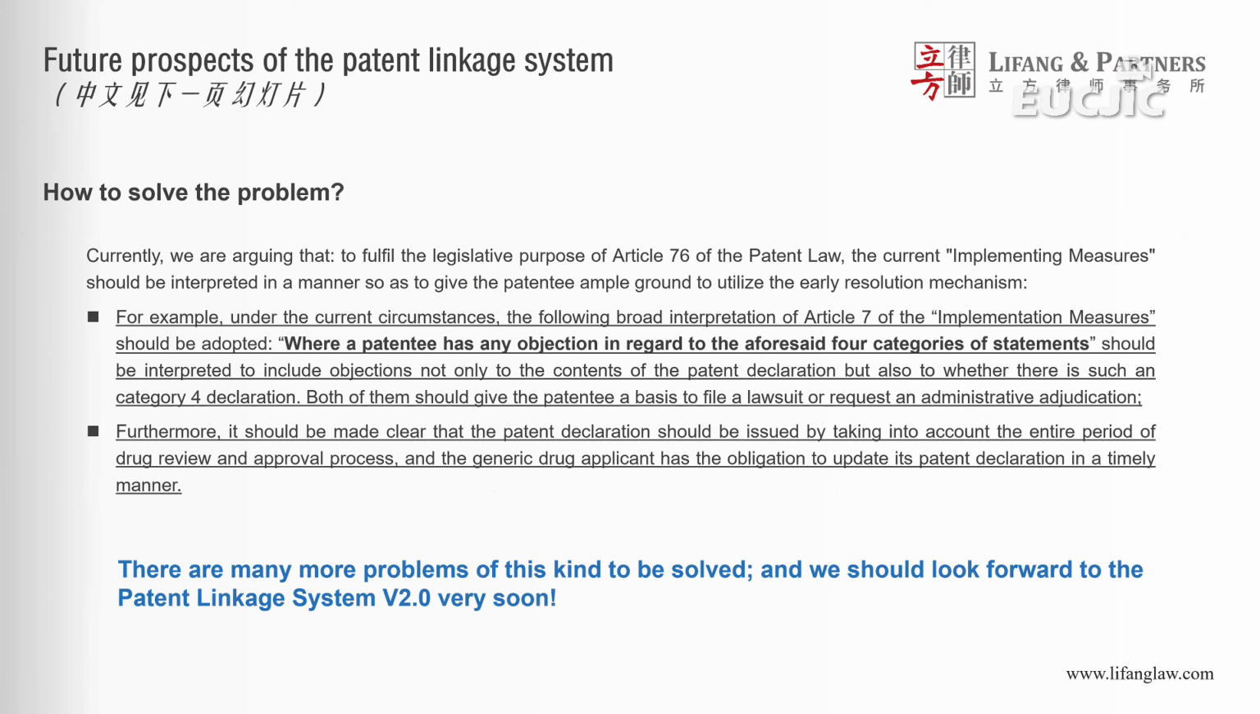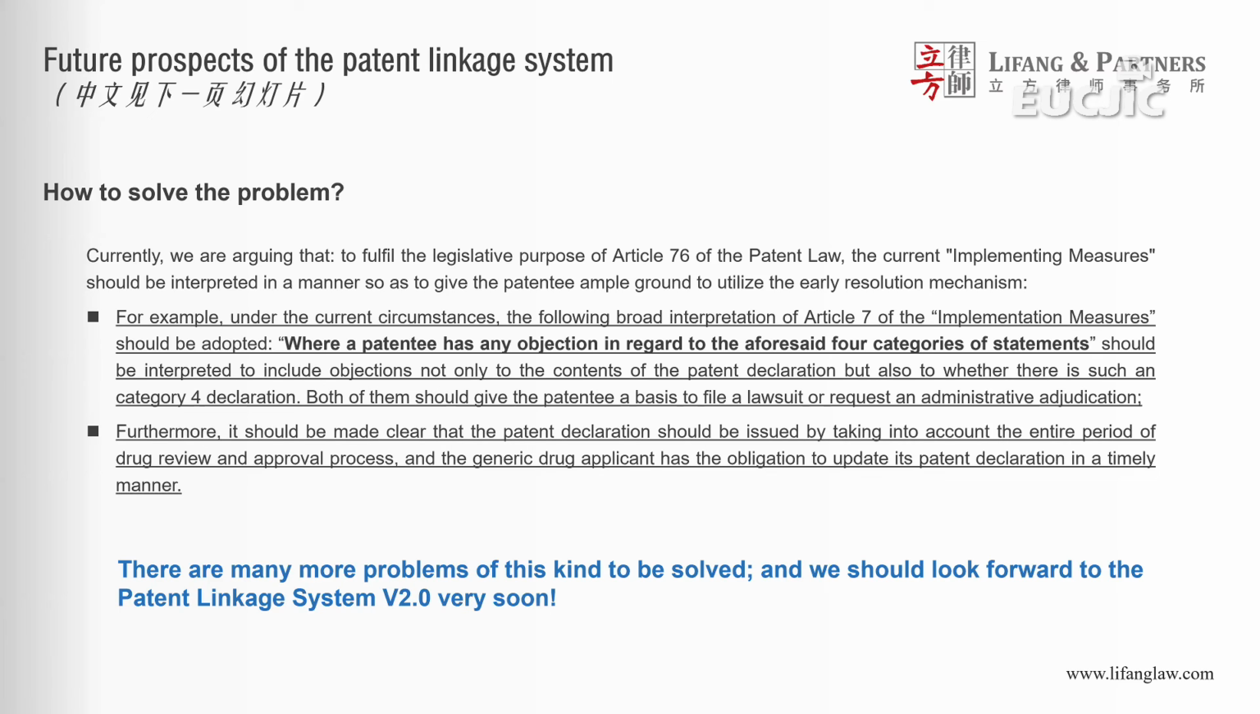So here is the situation where the patentee stands. The patentee realizes there is a generic drug application going on, but because there is no such category 4 statement, they cannot file any actions, even though the patent linkage system is established, as we all believe. And the generic drug applicants also face problems, because they realize their patent statement is not accurate. But so far, they were told they cannot change their patent statement.